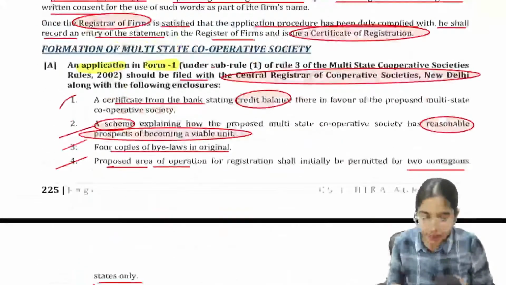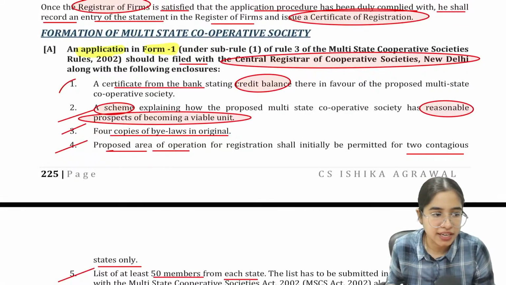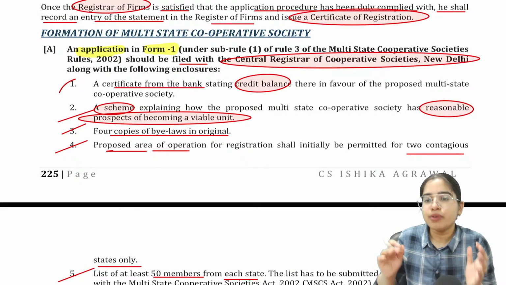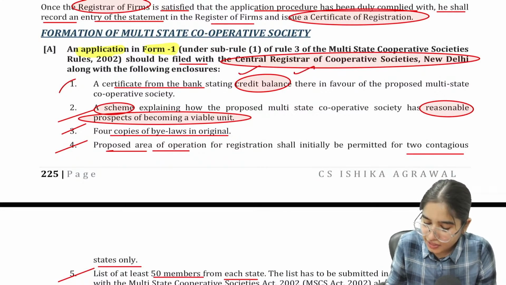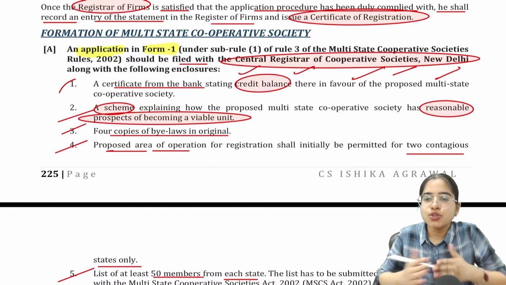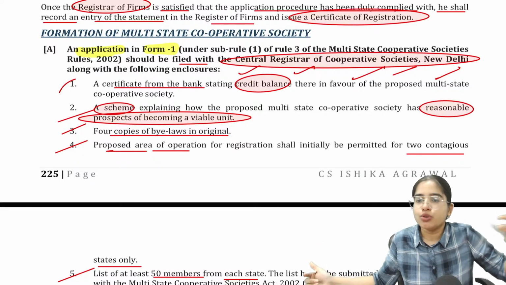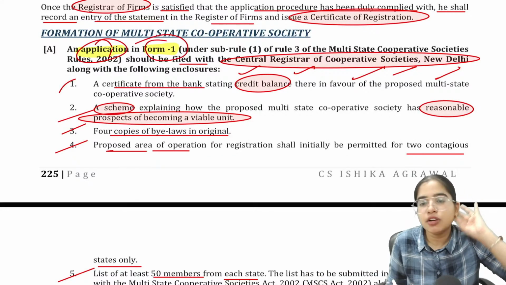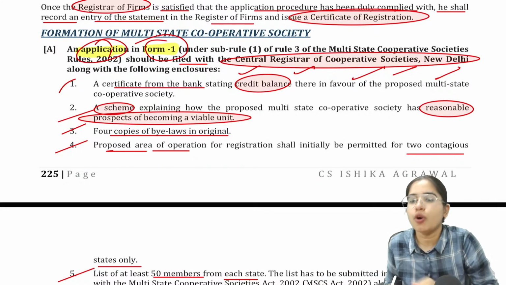So here now the registration process of a multi-state cooperative society is given. What is the registration process? Basically you have to give an application to the Central Registrar of Cooperative Societies, New Delhi. Why central? Why not state? Because you are operating in multiple states. So you have to give the application in Form 1 to the Central Registrar of Cooperative Societies.